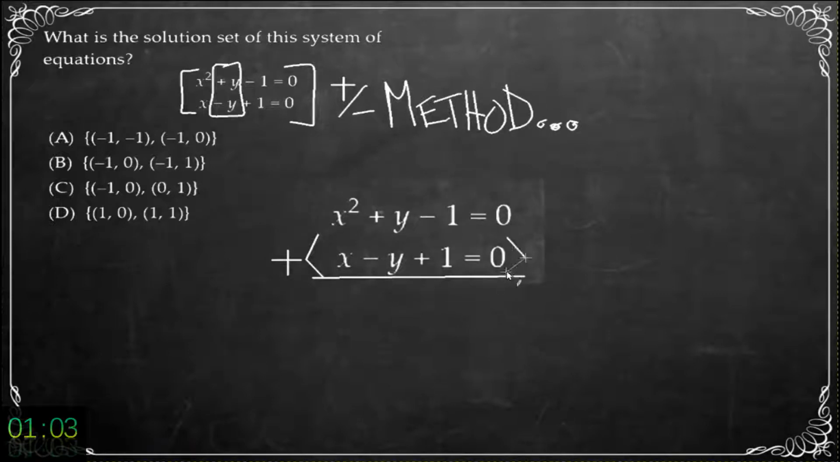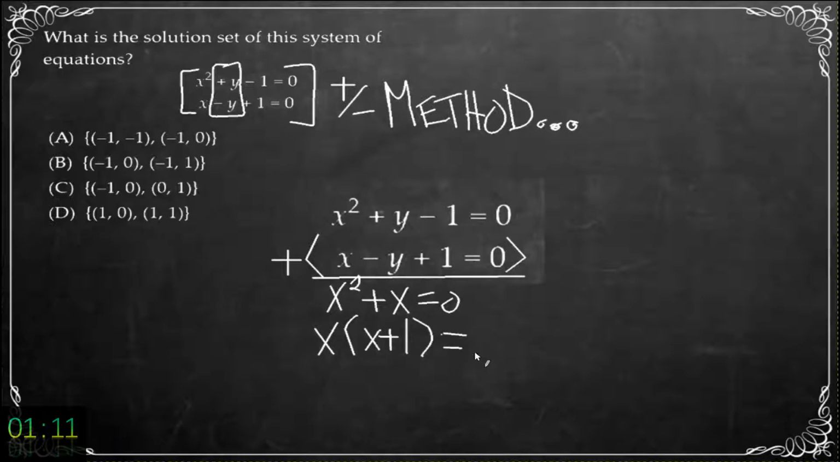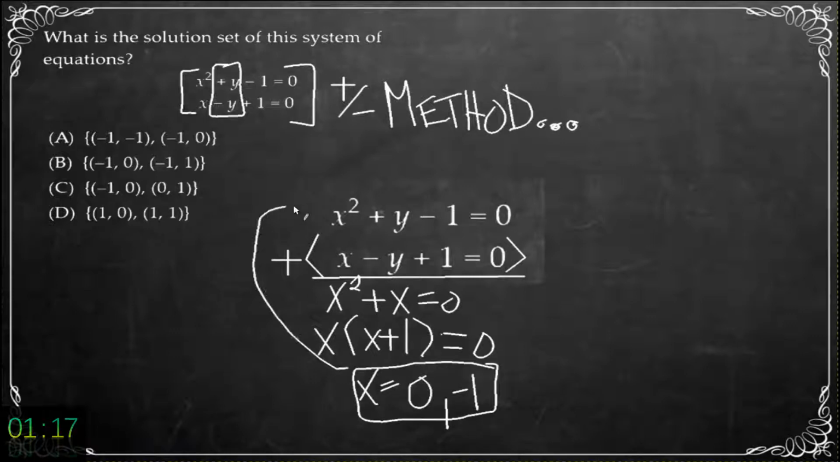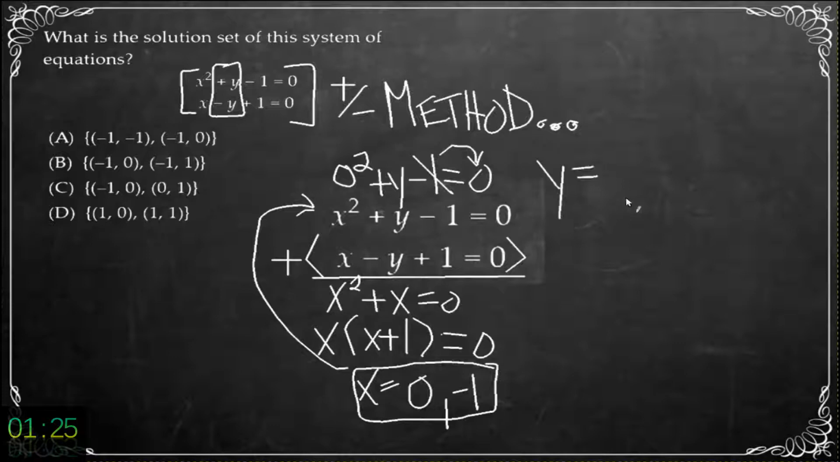So if I add the second equation to the first, I will have x squared plus x equal to 0, which means that x times x plus 1 is equal to 0, which means that x is either equal to 0 or negative 1. Now let's plug that into either of our equations to find out what y equals when, for example, x equals 0. 0 squared plus y minus 1 is equal to 0, so y equals 1 when x equals 0.